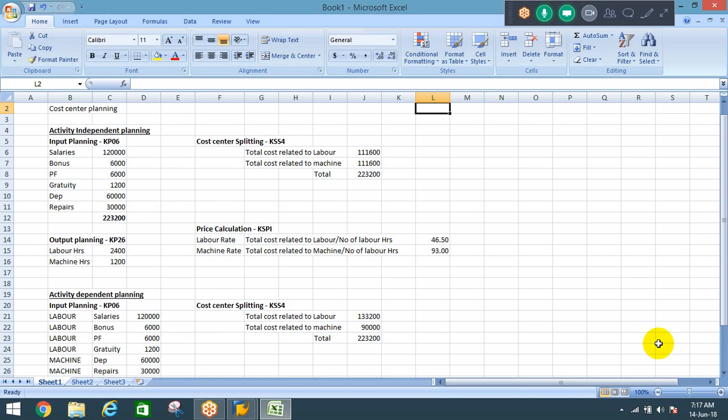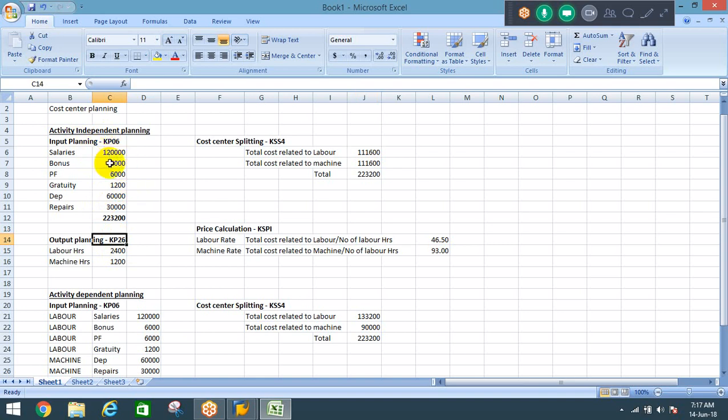Did you understand? If you want me to repeat, I will repeat again. This technique is calculation. Cost related to labor and related to machine, the total calculation. See, we did the input planning. This is input planning, cost element wise planning, and here we did output planning.